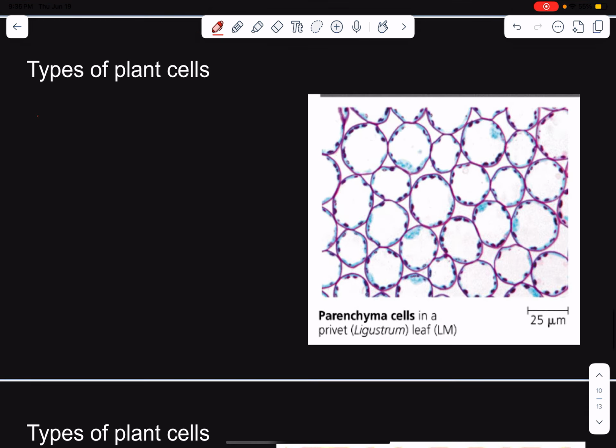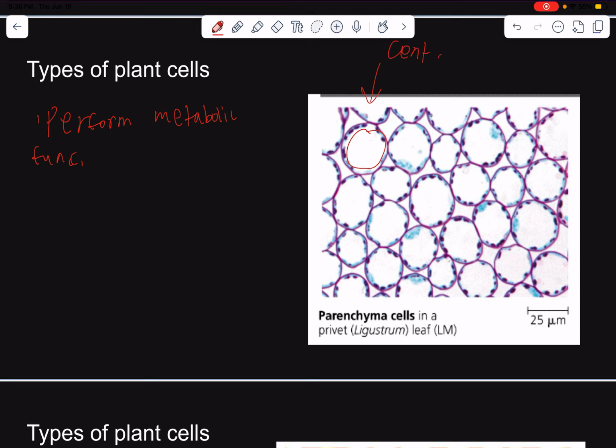Parenchyma cells perform metabolic functions. They're really thin, they're flexible, they have primary cell walls with no secondary cell wall. They have a large central vacuole, so all this blank space you see here, that's all the central vacuole. And they can have chloroplasts, which photosynthesize, and or amyloplasts, which store starch. They can divide and differentiate.